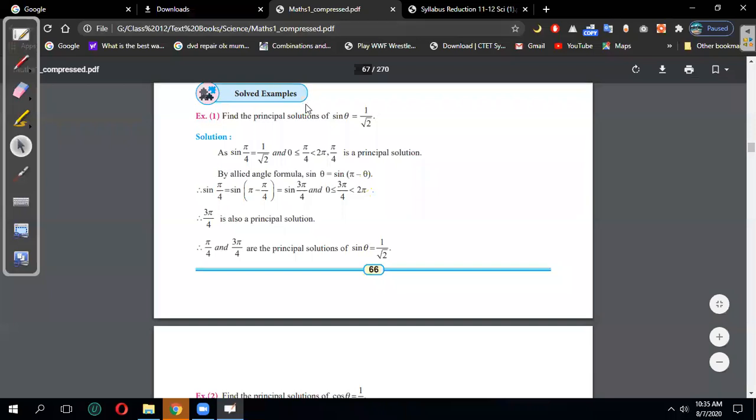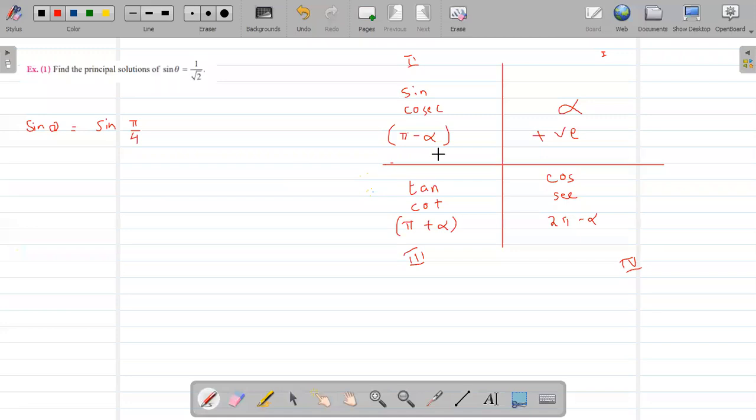Since we are already running out of time, I'll try to be very fast with you. First of all, in how many quadrants can you find sine? In the second quadrant, right? And in the first quadrant, every function is positive, which means you will find sine, cos, tan, cot, sec, and cosec. Every function is available here and they all are positive. So this pi by 4 is nothing but alpha.